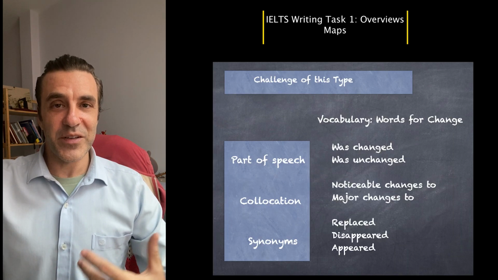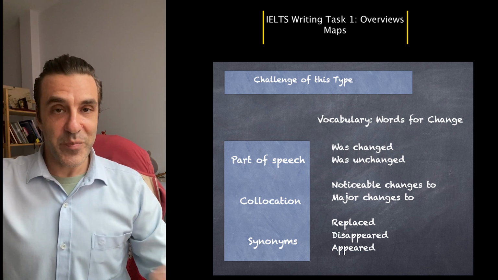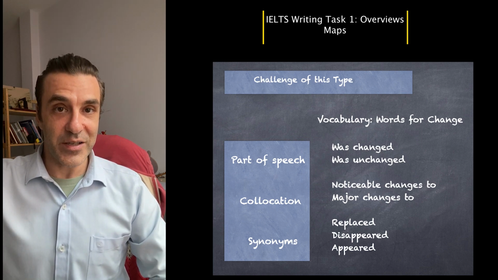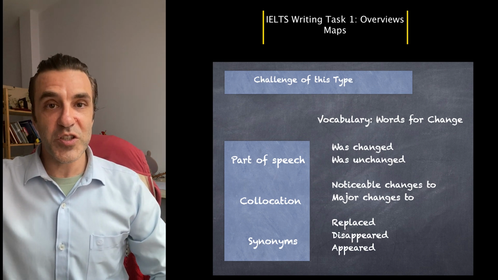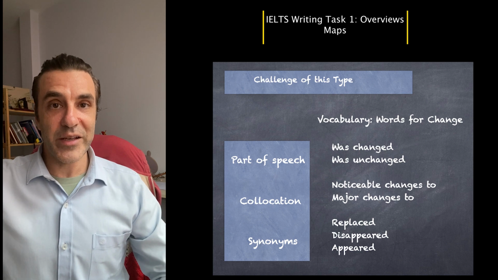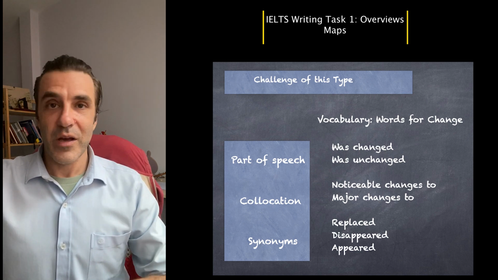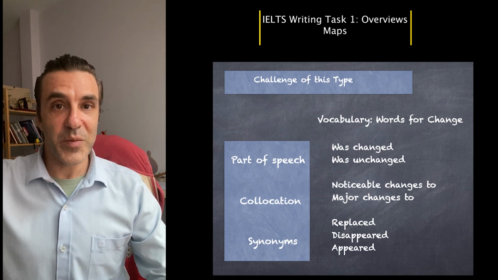So when talking about changes, it's very important to have different vocabulary words for change. So here are some examples. We can change the active to the passive, say changed to was changed or was unchanged. We can use different collocations, like use words like noticeable change or major change. Or we can use synonyms for change, like replaced, disappeared, or appeared.